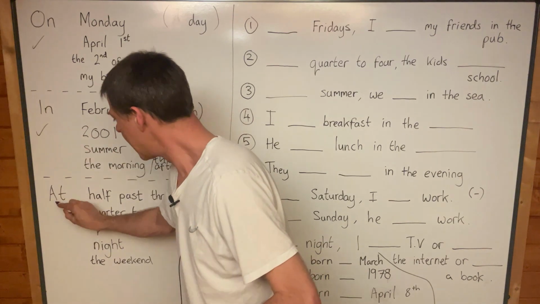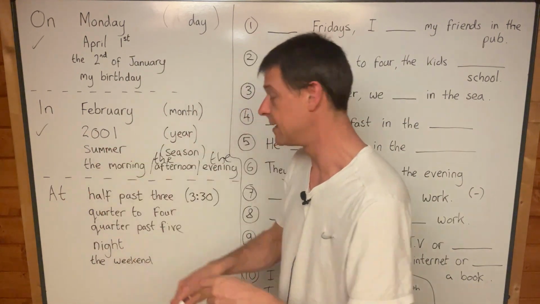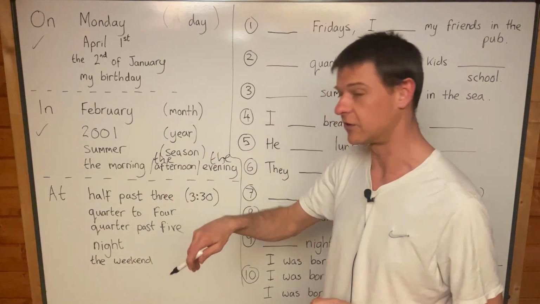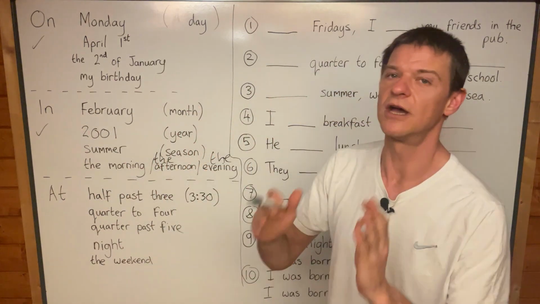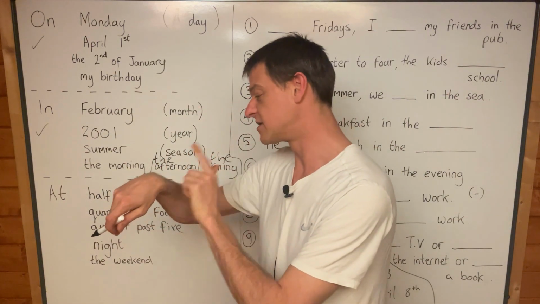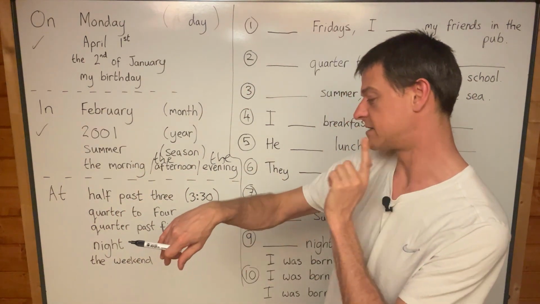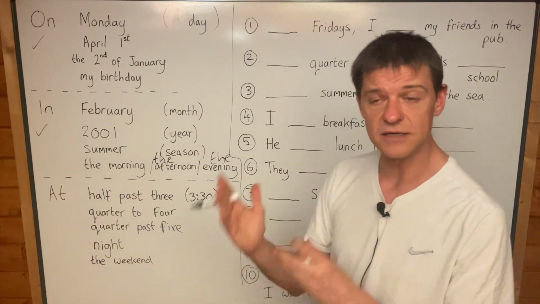At. We use at for the time. At 3 o'clock, at 6 o'clock, at 12 o'clock. At 3 o'clock, I teach a student. At 12 o'clock, I play football. At 1 o'clock, I go to sleep. I go to bed.